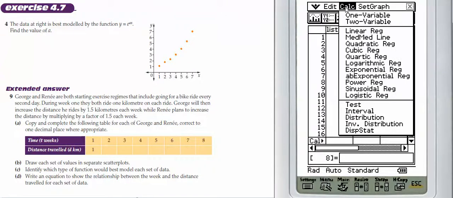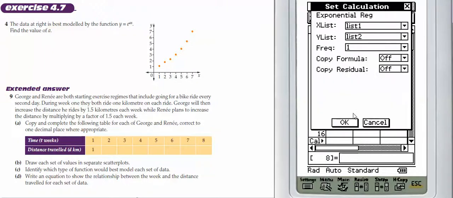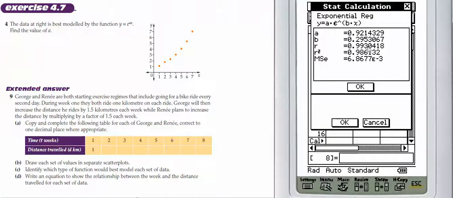I'm now going to do calculate. I'm going to choose the exponential regression, not the ab regression. ab exponential has b as the base. I've been told my base is e, so I'm going to use exponential regression and OK. And it tells me that the a value is 0.92 and the b equals 0.295 to 3 decimal places, 0.30 to 2 decimal places, 0.3 to 1 decimal place. So they're the values of a. Now you can see it's hugely dependent upon how accurate you read this scatter plot.